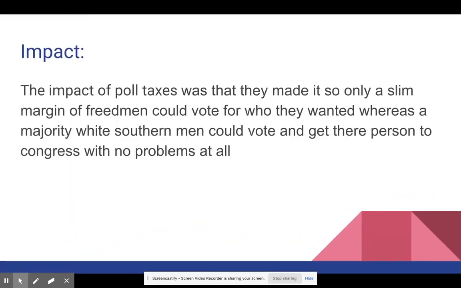So the impact of poll taxes was that they made it so only a slim margin of freedmen could vote for who they wanted, freedmen or African Americans for who they wanted, whereas a majority of Southern white men could vote and get their person or their people who they want into Congress with no problems at all. So they're limiting the amount of people who would be able to vote, and the amount of black men in the Senate and Congress.